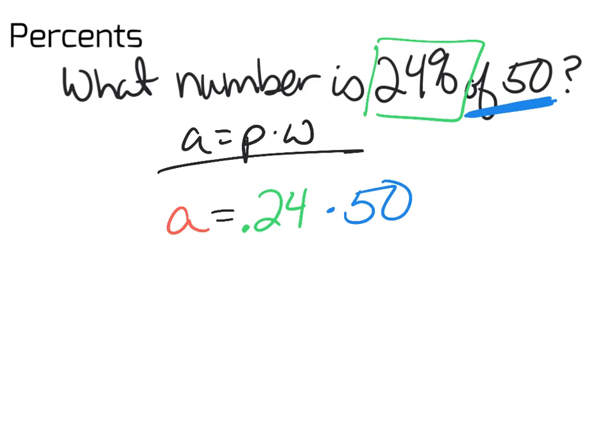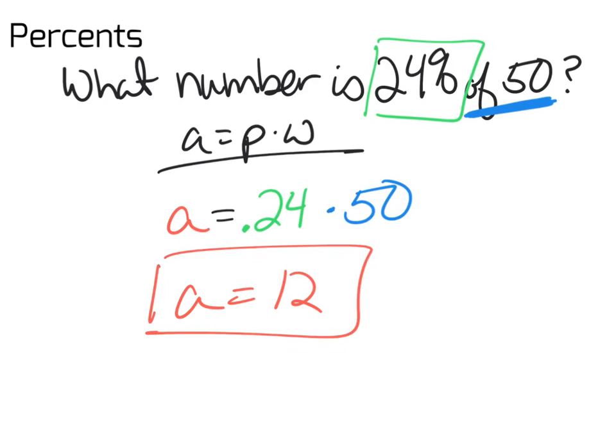Okay, so what is 0.24 times 50? Your answer is 12. Okay, so there's your answer. 12 is 24% of 50.